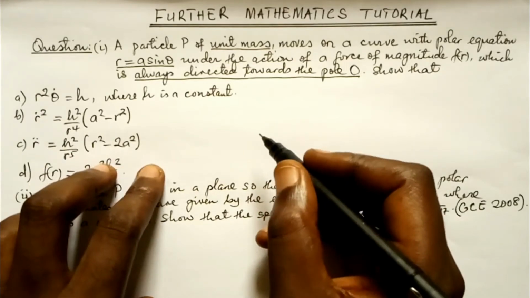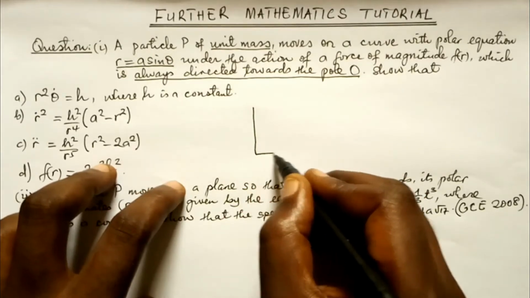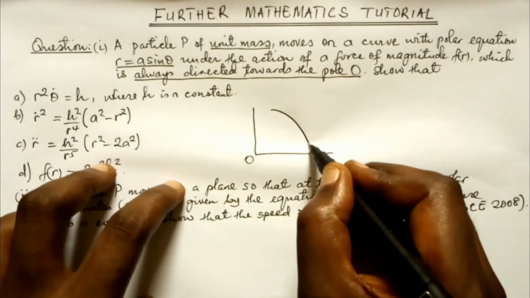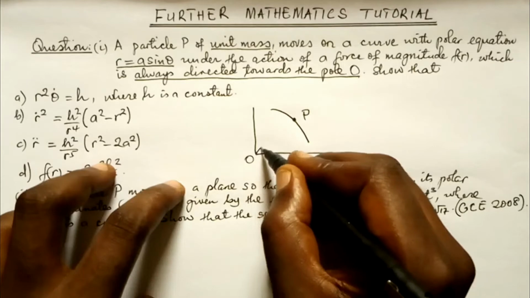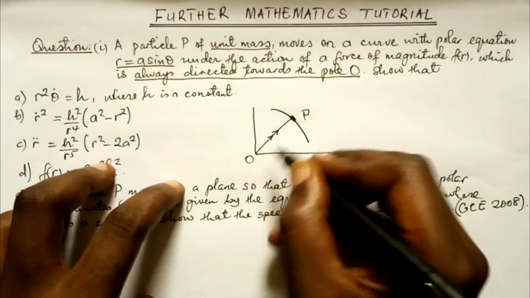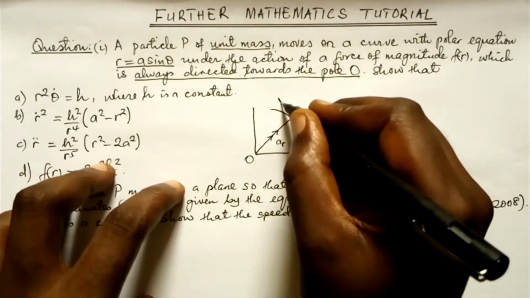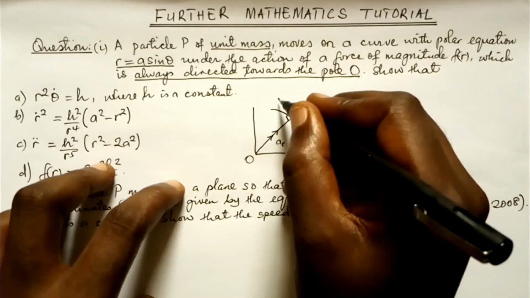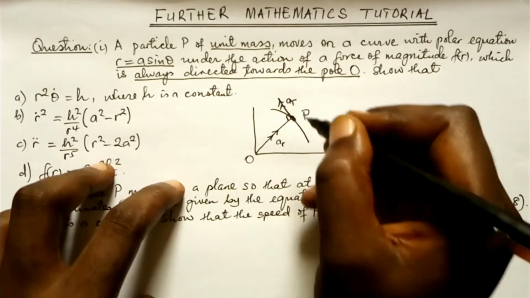In order to handle that part, we'll first look at what is happening. This is the pole, and there is the curve that the particle P is moving on. So we have radial motion. There is an acceleration along OP, which is called the radial acceleration, and there is also a transverse acceleration which is perpendicular to the radial one, and we call it the transverse component of the acceleration.